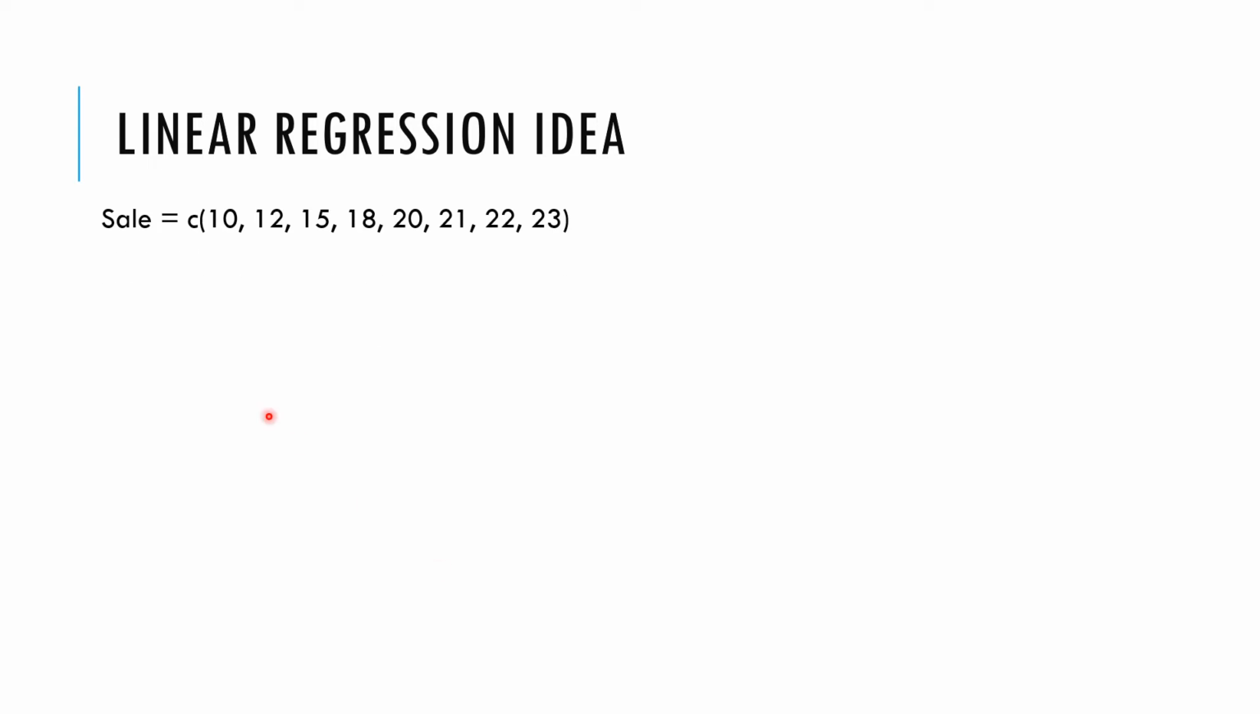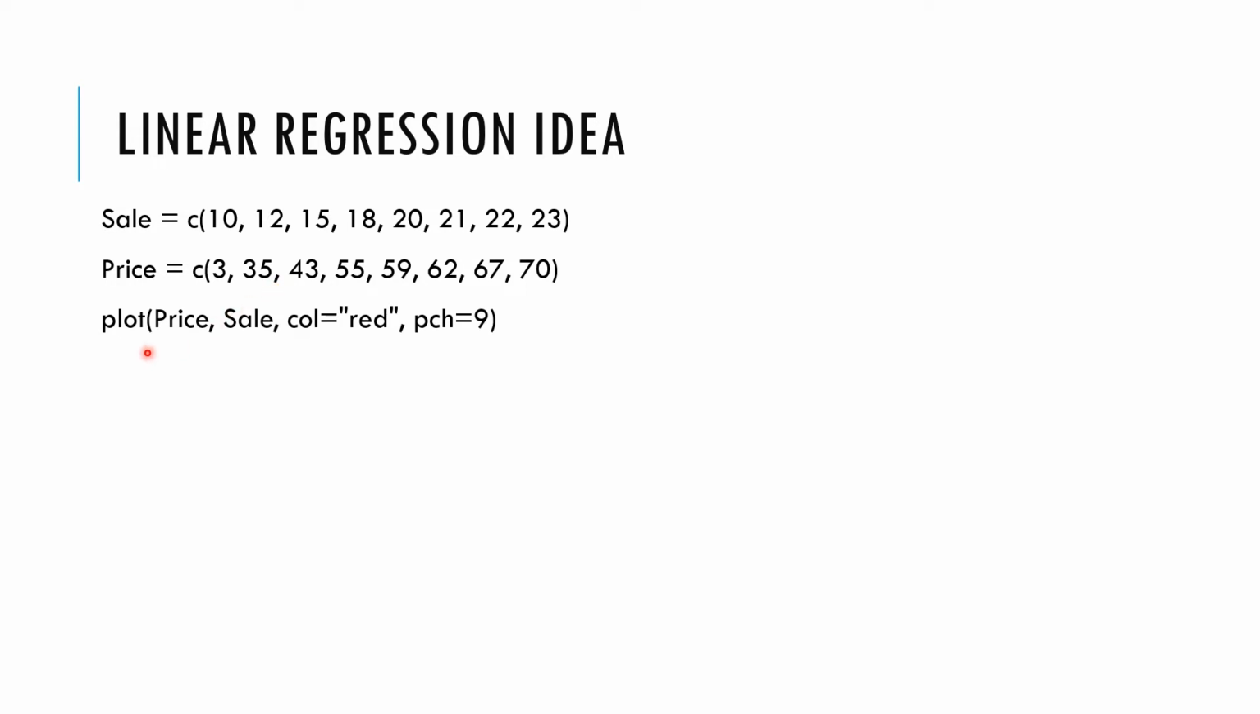So what is the idea in linear regression? We'll look at one example and try to understand what it means. I've just created one dummy variable called sale, and this is going to be our response variable or dependent variable, and this is a predictor or independent variable. I've just randomly created a couple of examples here, and then let's plot this example on a graph.